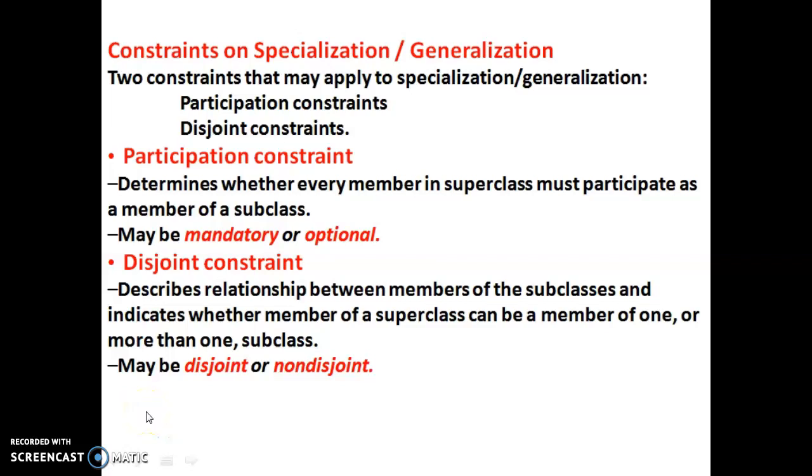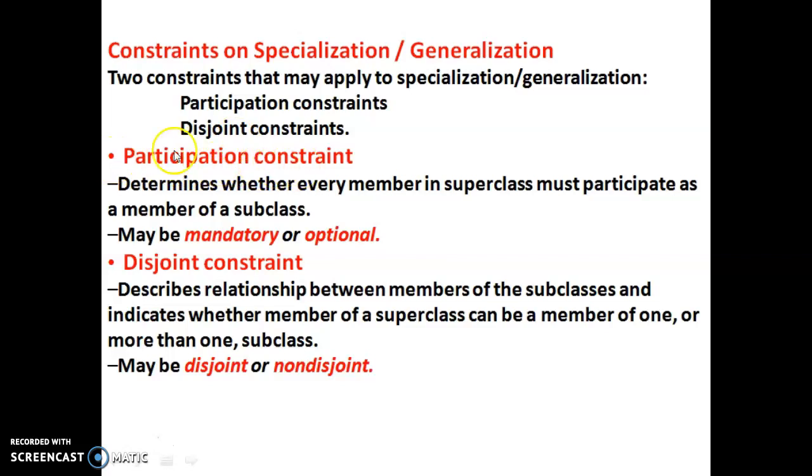Hello students, in the previous lecture we have seen the specialization generalization process. Now we are seeing constraints on specialization generalization as the next topic. There are two constraints, that is, two restrictions that may apply to a specialization generalization, called participation constraint and disjoint constraint.